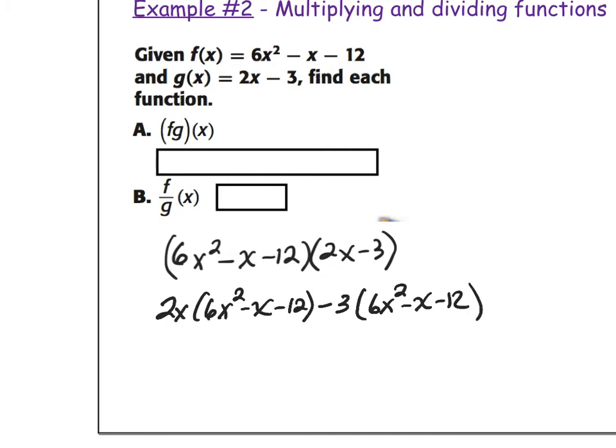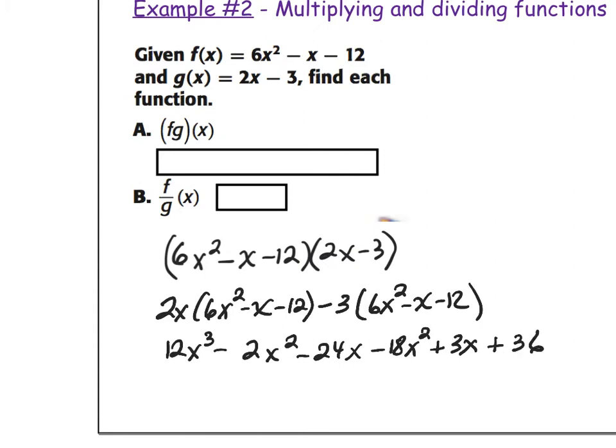Now we just distribute and then collect like terms. So we have 12x to the third minus 2x squared minus 24x minus 18x squared. I'm distributing the negative 3 now. And remember, the negative 3 is multiplied times everything. So that's a positive 3x and then a positive 36. Okay, now I'm just combining like terms.